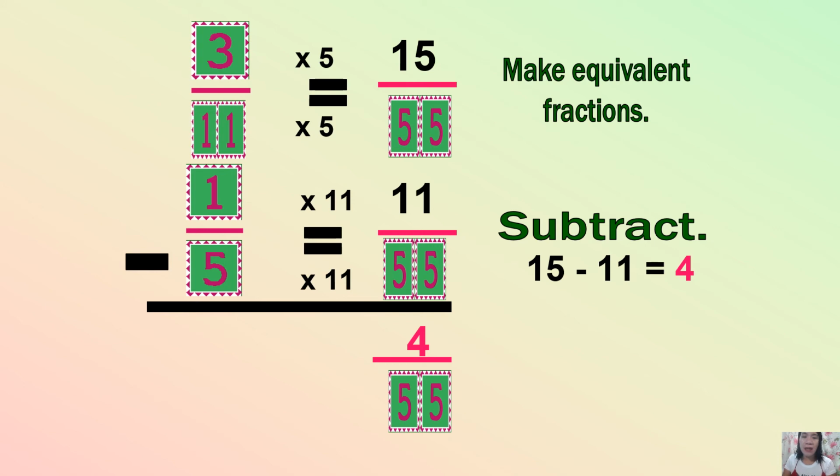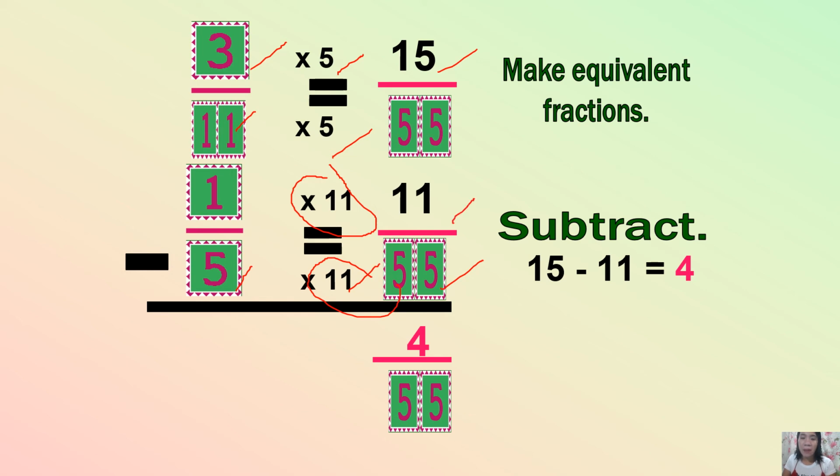And what makes the denominator 55 is because you multiplied 11 by 5. Right? So you have to multiply also the numerator with the same number, 5. So 3 times 5 is 15. Then for the other set, to get 55 for the denominator, you multiply 5 with 11. So 5 times 11 is 55. Then the same number, 11, will be multiplied to the numerator. That's the law. So 1 times 11 is 11.